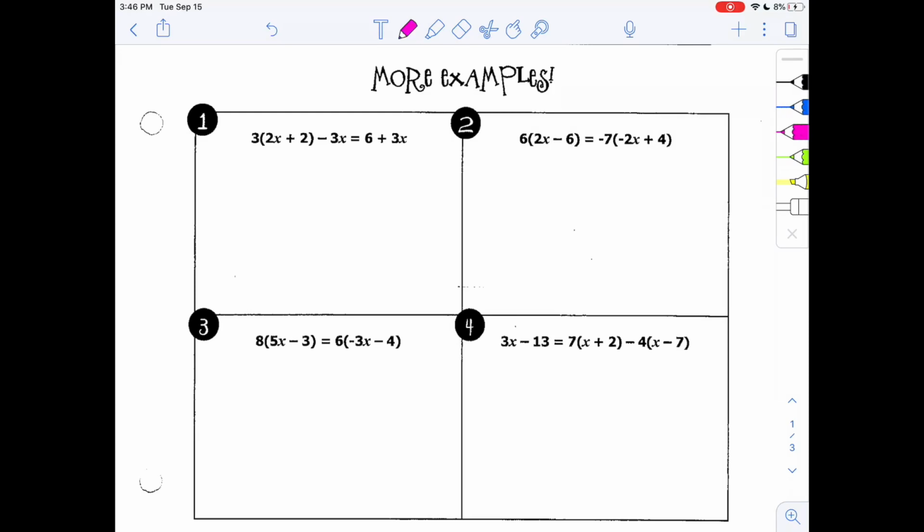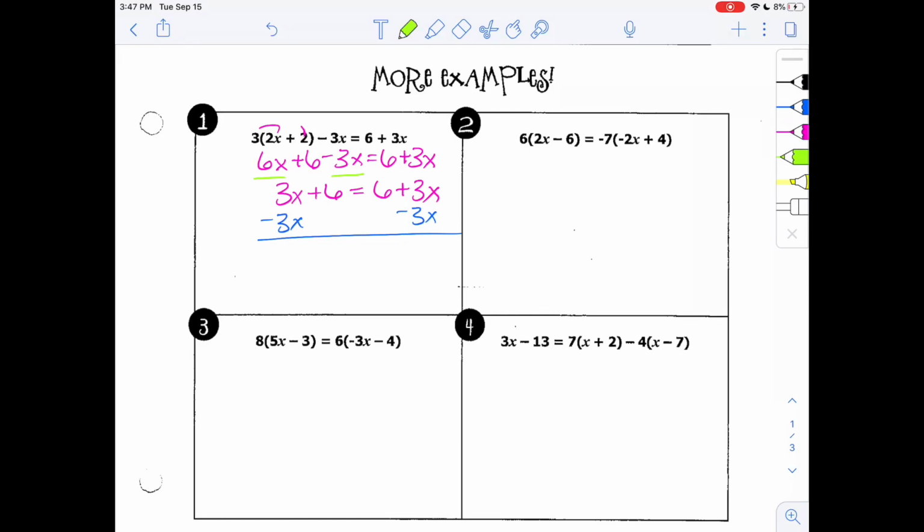Number 1. We are going to start by distributing 3, which would result in 6x plus 6 minus 3x equals 6 plus 3x. Next, we want to combine like terms, so I can combine 6x minus 3x on the left. This would result in 3x plus 6 equals 6 plus 3x. Next, we want to move our variable term from the right to the left by subtracting 3x from both sides.